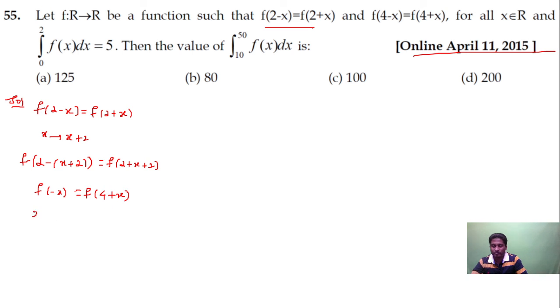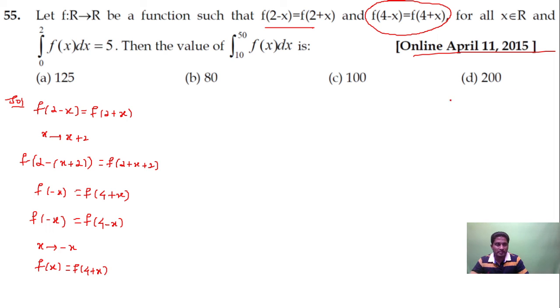Okay, now f of minus x is equal to f of 4 plus x. From this, this will be equal to f of 4 minus x, because it's already given that f of 4 minus x is equal to f of 4 plus x. If I replace x by minus x, you will get f of x is equal to f of 4 plus x.